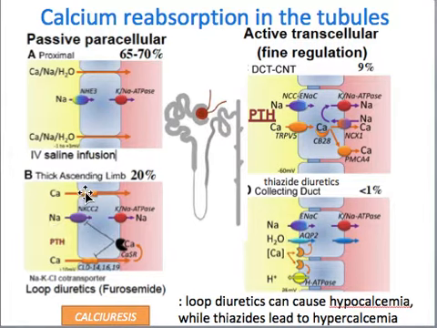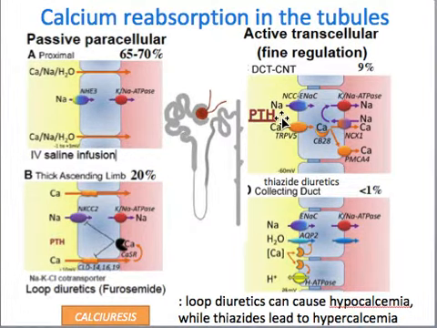In the cortical thick ascending loop, about 20% of the filtered calcium is also reabsorbed, and this is also through paracellular mechanisms. In the distal convoluted tubule, you have active transcellular reabsorption. This is where fine regulation of calcium reabsorption takes place, and this is tightly controlled by your parathyroid hormone.